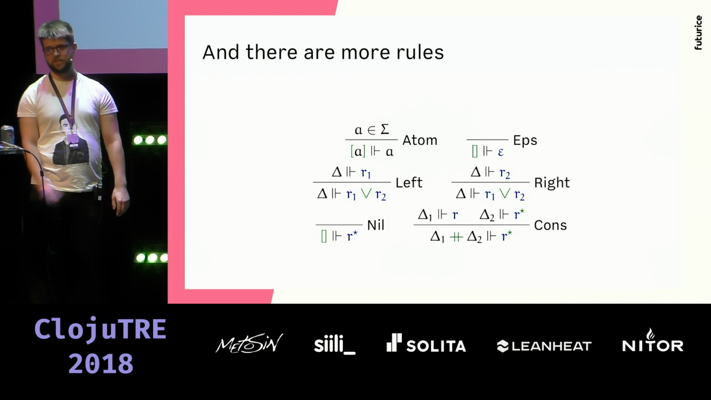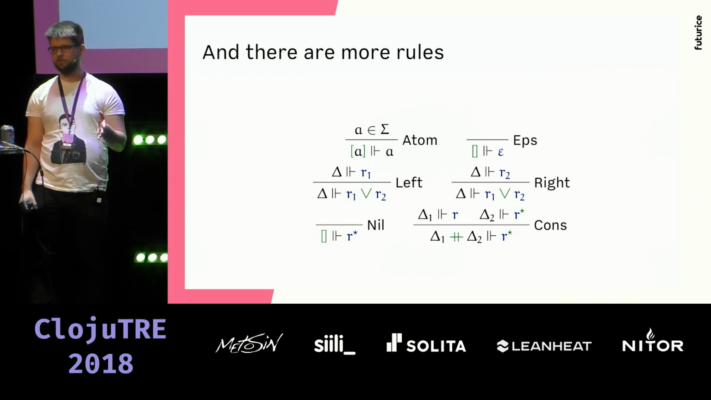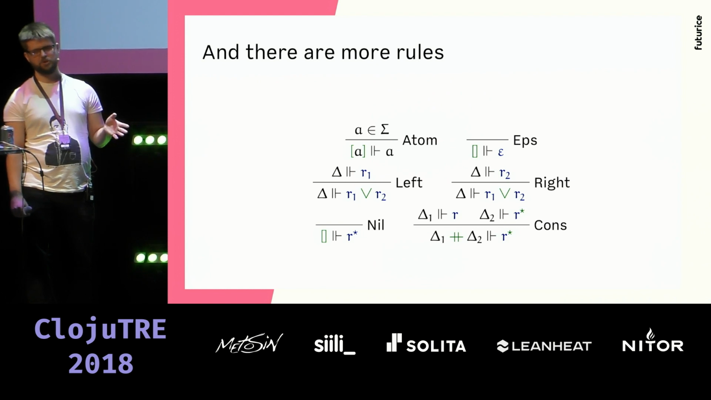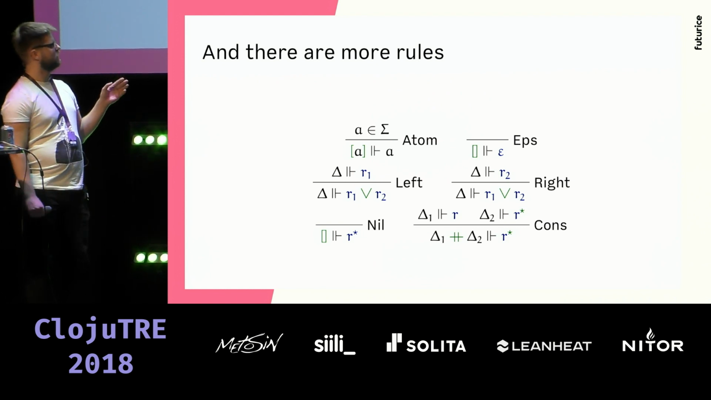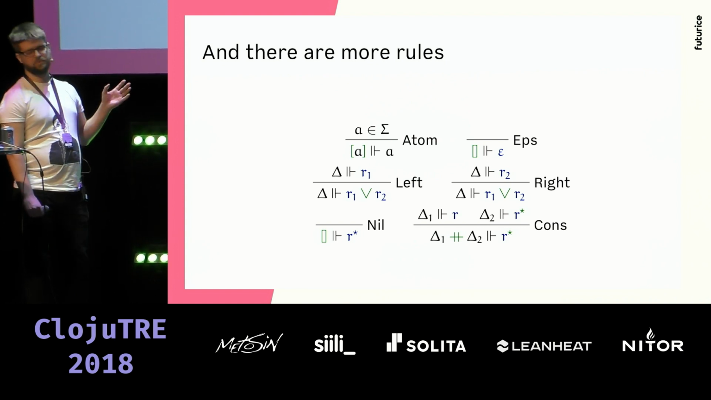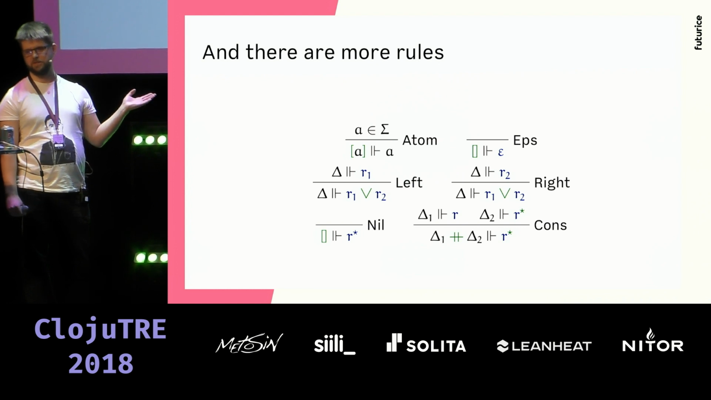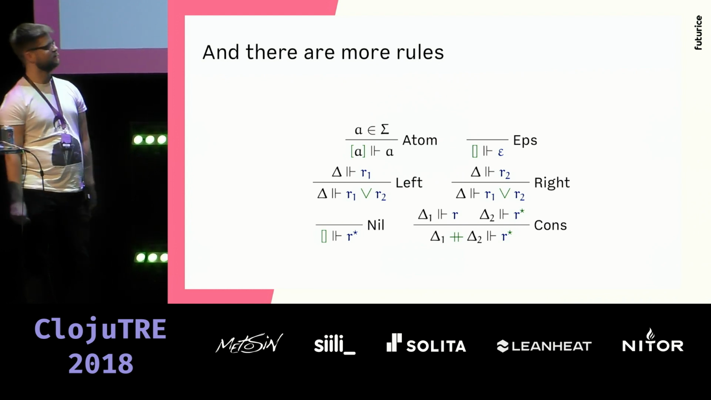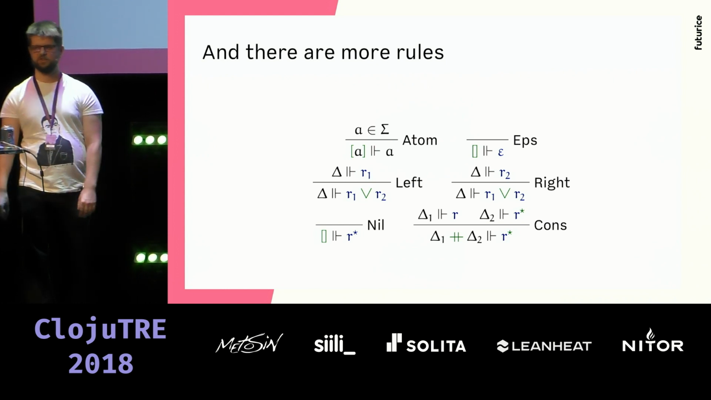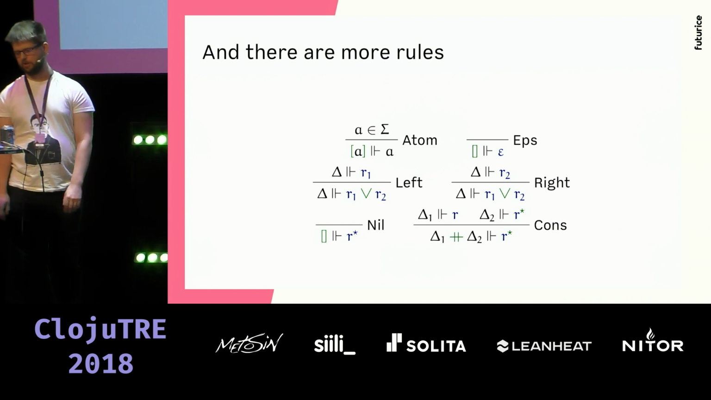Like the EPS rule: if you have an empty regular expression, the only thing it matches is the empty string. You might think it's not useful, but combined with alternation, we have an optional. So we can have empty or something, so it's maybe, or optional. And then we have a Kleene star, with rules I named nil and cons. You probably see where it's going.